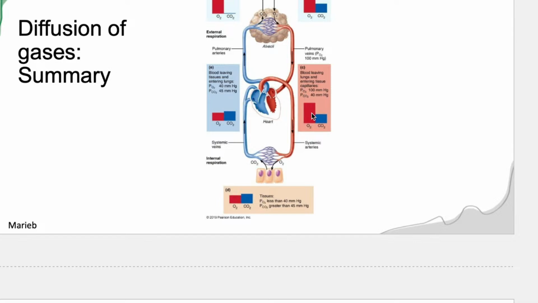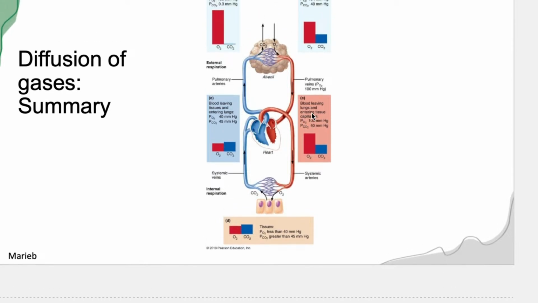So in the capillaries here, we see that it drops a little bit, but it stays relatively the same, which just demonstrates how well it can diffuse. Tissues, everything flip-flops. Low oxygen, high carbon dioxide.